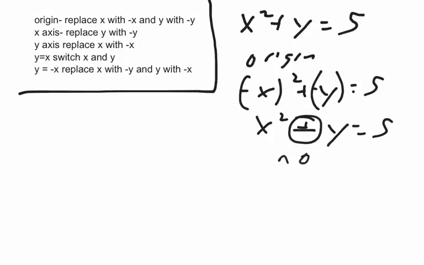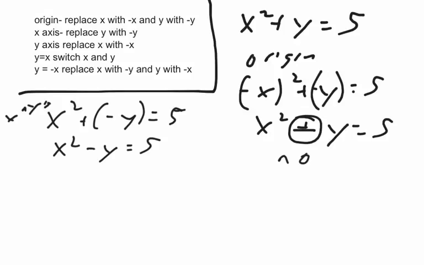If I try to replace y with negative y, so this is for the x-axis, I get x squared minus y equals 5 again, which the answer is no. Now the reason why this one over here became positive is because a negative times a negative is a positive, and so it disappeared.